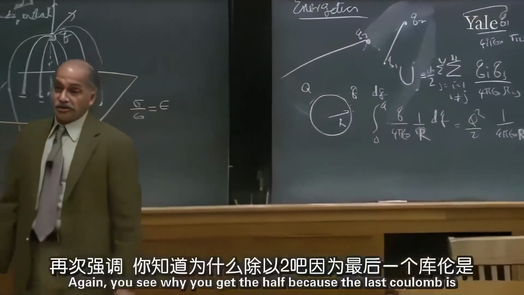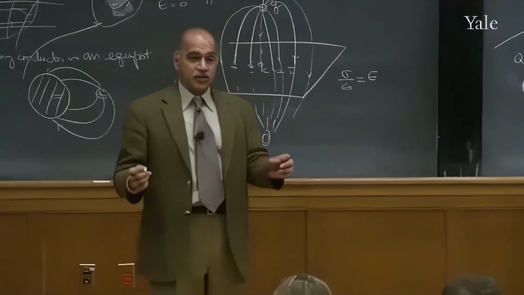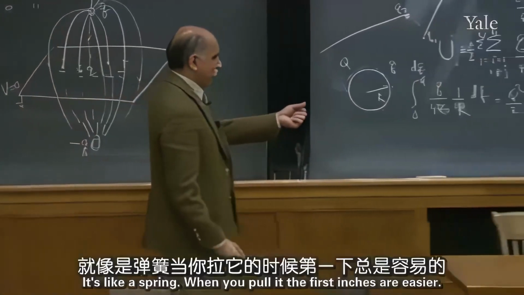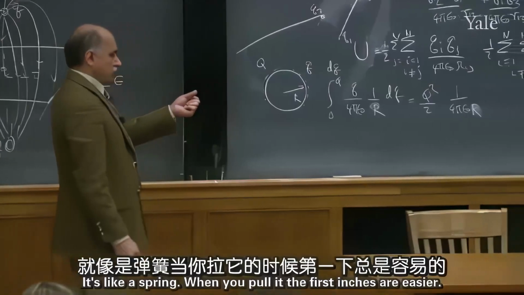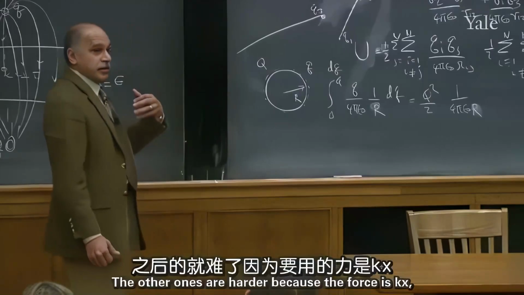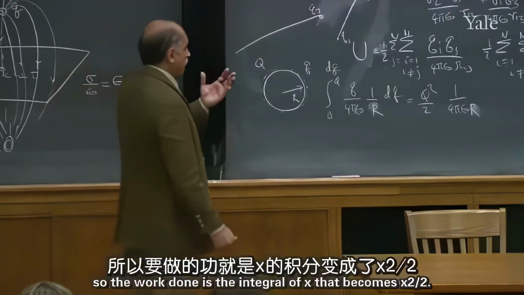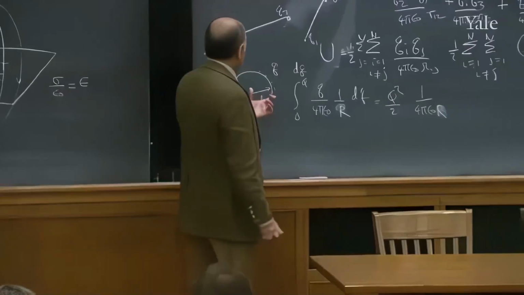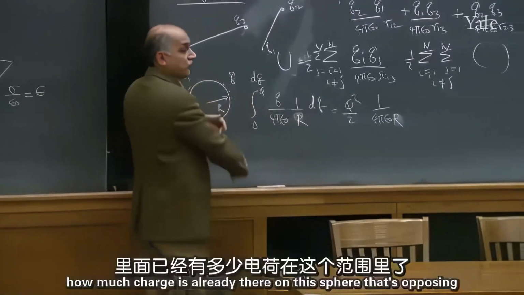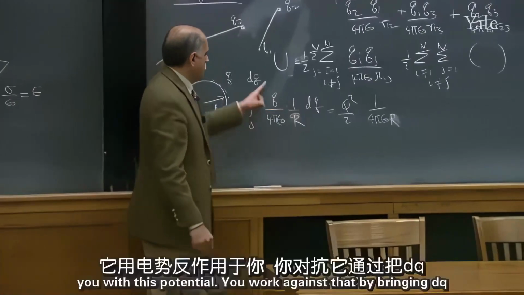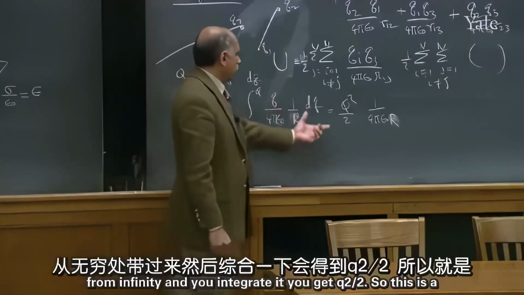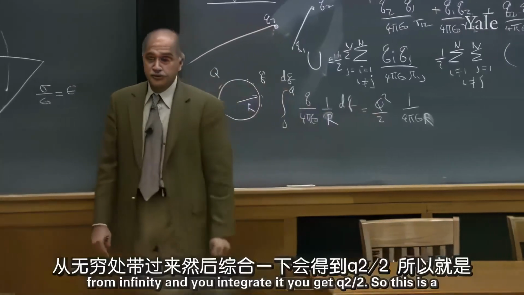Again, you see why you get the half, because the last coulomb is much harder to bring than the first one. The first one is free. It's like a spring. When you pull it, the first inches are easier, the other ones are harder because the force is kx. So the work done is the integral of kx, that becomes kx squared over 2. Similarly, to bring in an extra charge, you've got to worry about how much charge is already there on the sphere. That's opposing you with this potential. You work against that by bringing dq from infinity, and then you integrate it, you get Q squared over 2.